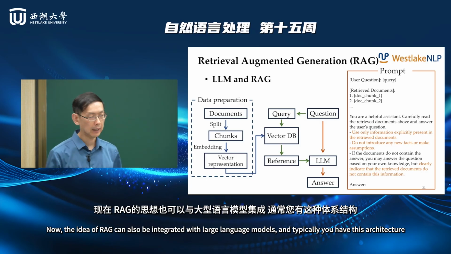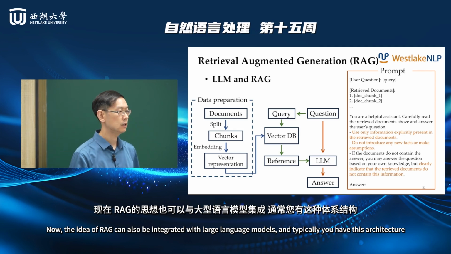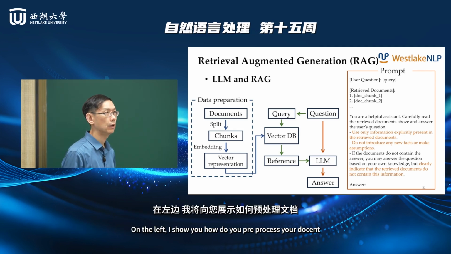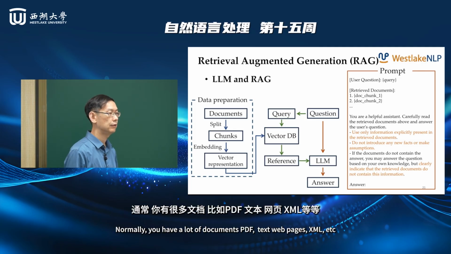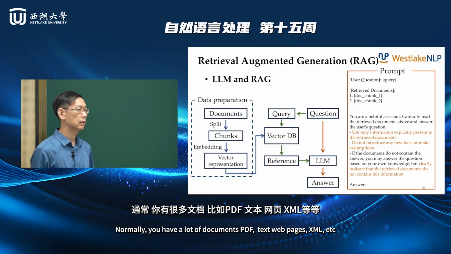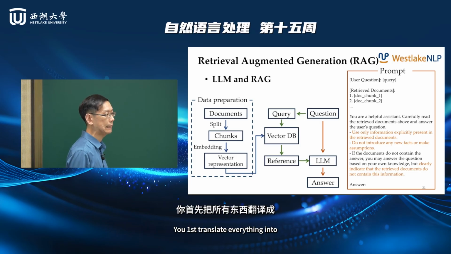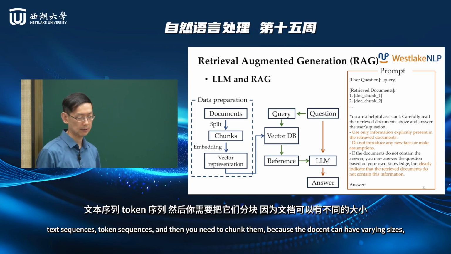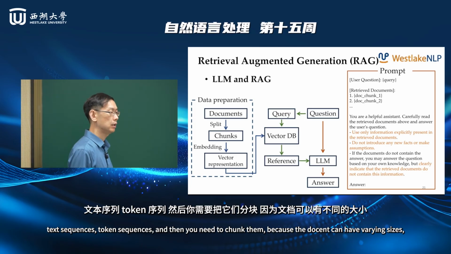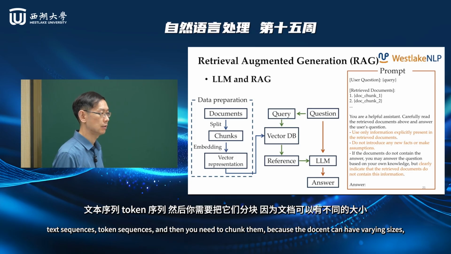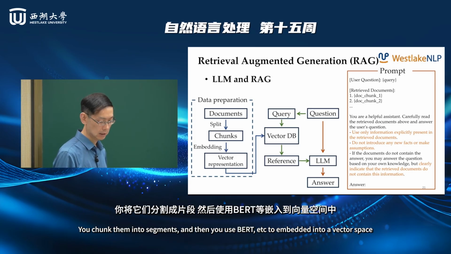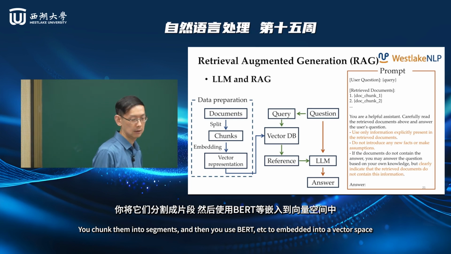Now, the idea of RAG can also be integrated with large language models, and typically you have this architecture. On the left, I show you how you pre-process your document. Normally, you have a lot of documents like PDF, text, web pages, XML, etc. You first translate everything into text sequences, token sequences. Then you need to chunk them because documents can have varying sizes. You chunk them into segments, and then you use BERT, etc. to embed them into a vector space.